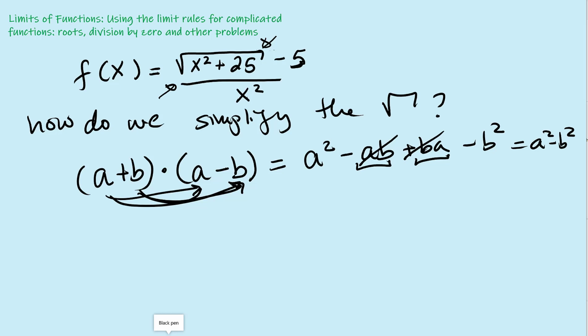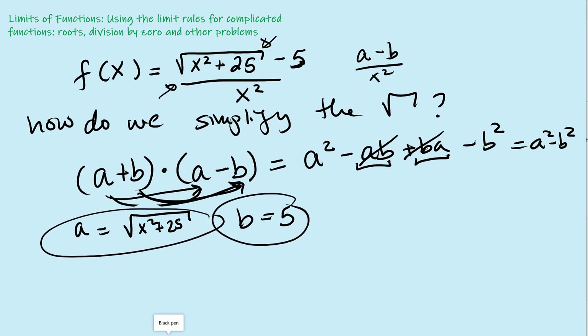Okay, now when we look back at what we have here, we have a square root term. And to simplify the square root, we really would like to square it. So how can we do that in this expression? Well, if we look here, we can say maybe our a is going to be the square root of x squared plus 25, and our b is going to be 5. So here we have our f of x is just a minus b divided by x squared, according to these a and b's.